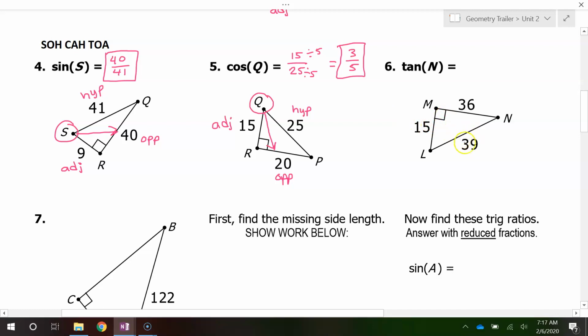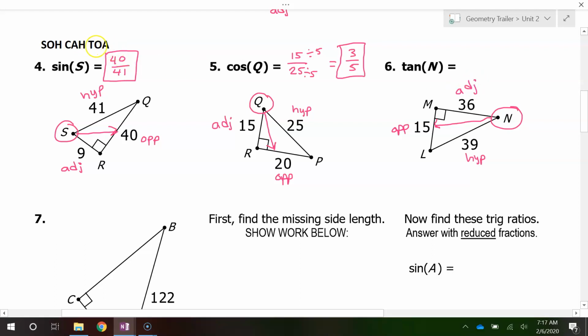For number 6, I see that the hypotenuse is 39 because it's across from the 90-degree angle. We're doing the tangent of angle N, so let's circle that and draw an arrow across from N. This will be the opposite leg. The other will be the adjacent.